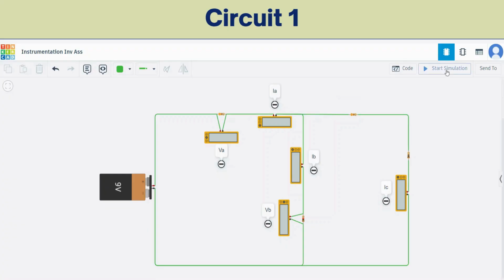Now I'll start the simulation. The simulation shows that VA is equal to 4.70 volt, VB is equal to 4.28 volt, and IA is equal to 14.2 milliampere, IB is equal to 4.28 milliampere, and IC is equal to 9.96 milliampere.